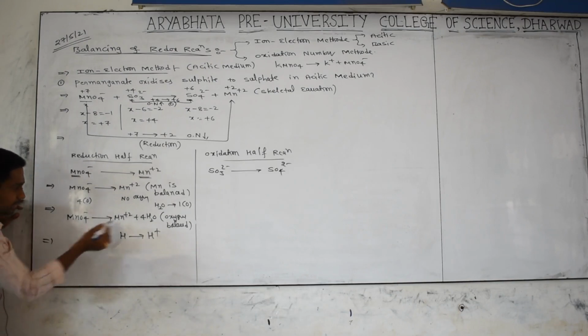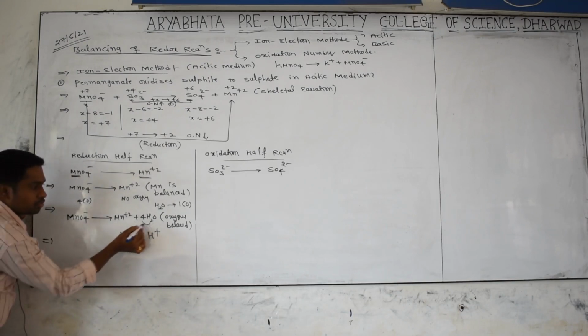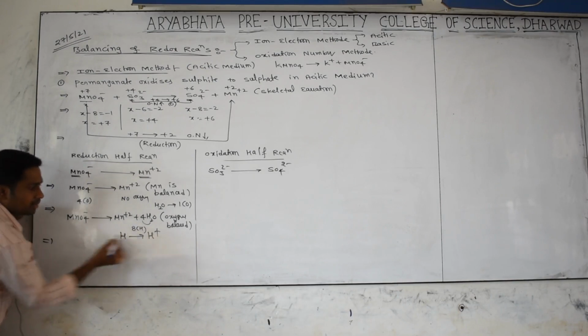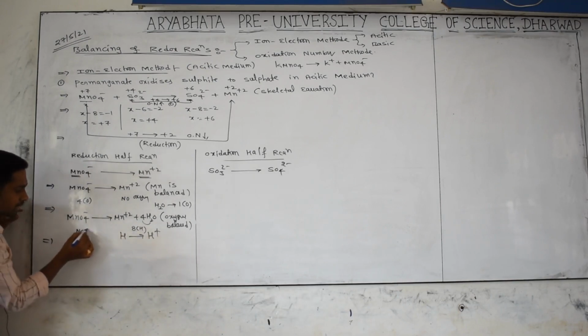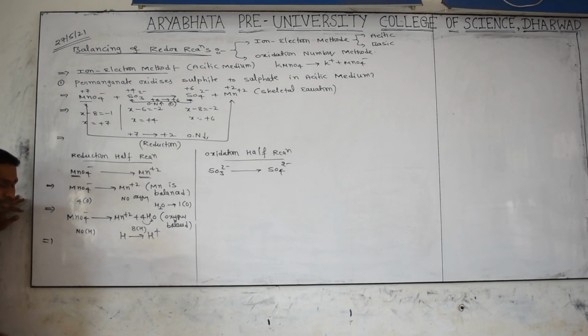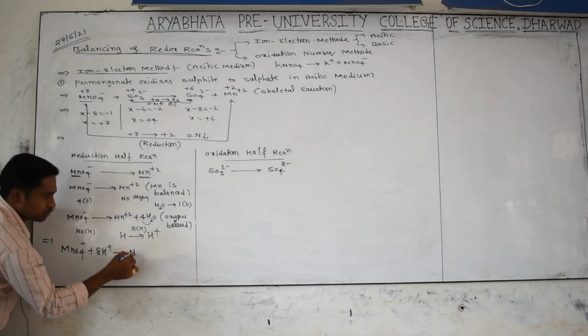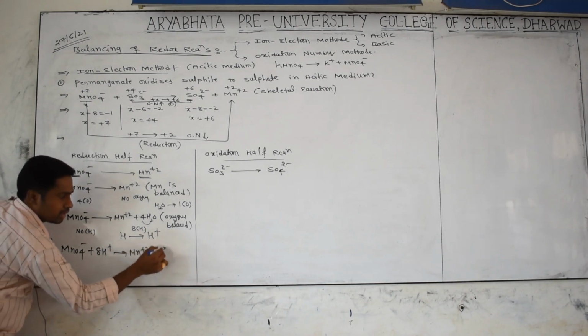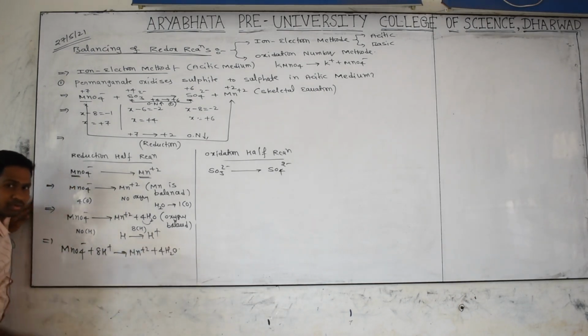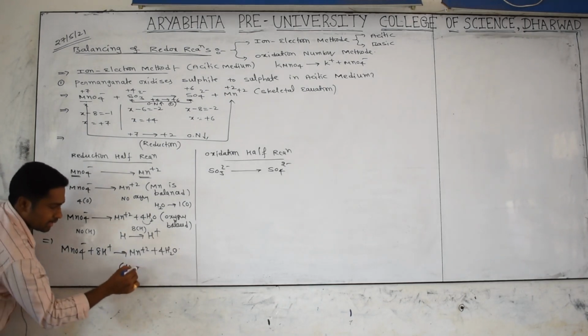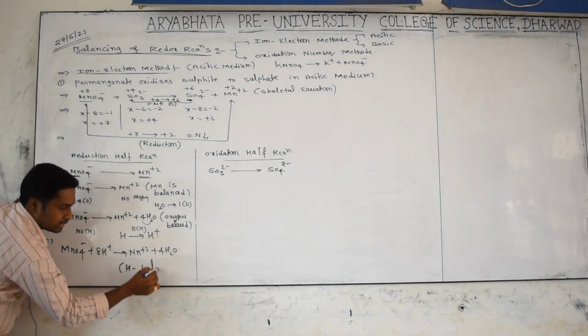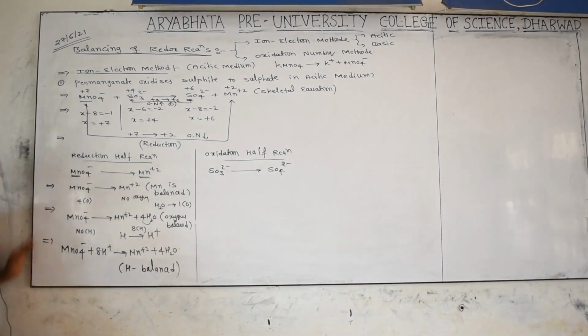Now check it here. On the right side, 4 times 2 is 8 hydrogen atoms, but on the left side there are no hydrogen atoms. We want 8 hydrogens on the left side, so I should add 8H plus. Then write MnO4 minus plus 8H plus gives rise to Mn plus 2 plus 4H2O. Now check it. The hydrogen atom is also balanced.